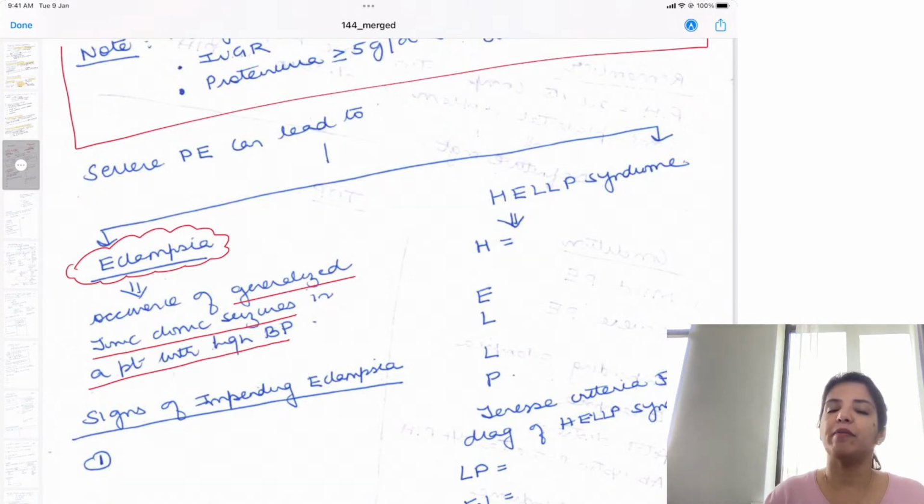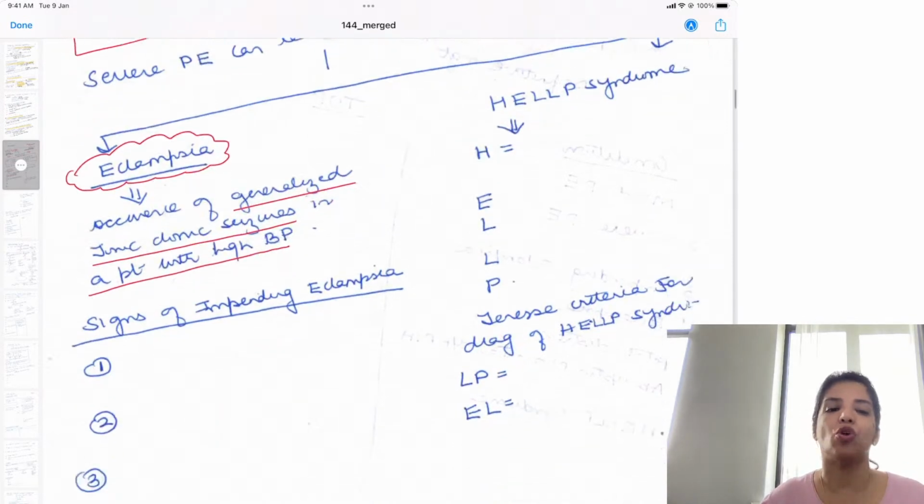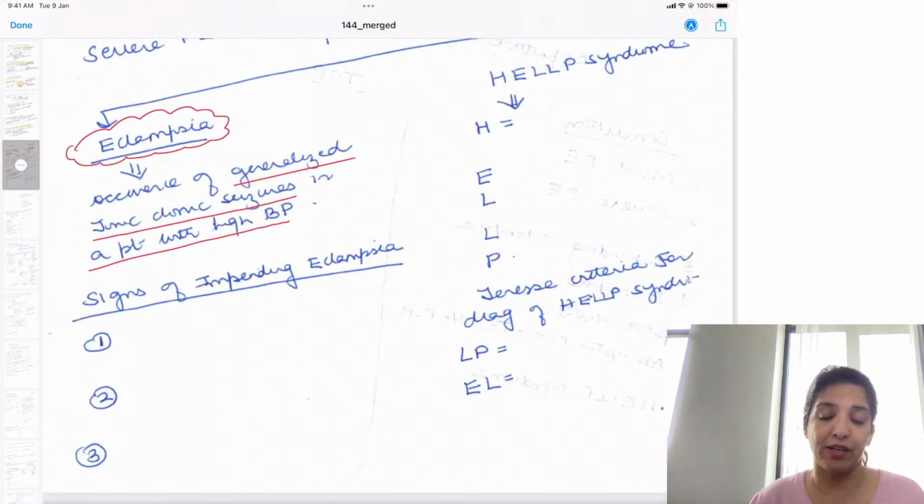तो इसका मतलब as a clinician I should know what are those signs and symptoms in my patient which are going to tell me that my patient is about to throw convulsions. And this is not only important clinically, but it is very important from your exam point of view also. Questions बहुत पूछे जाते हैं on signs of impending eclampsia. So what are signs of impending eclampsia?